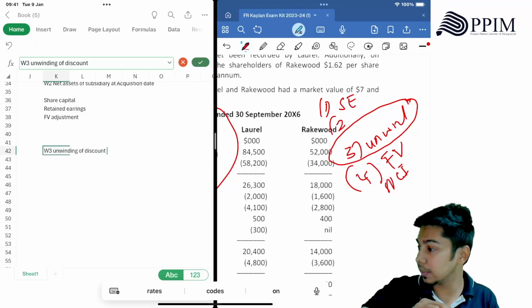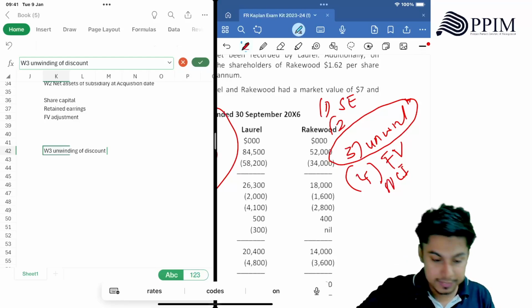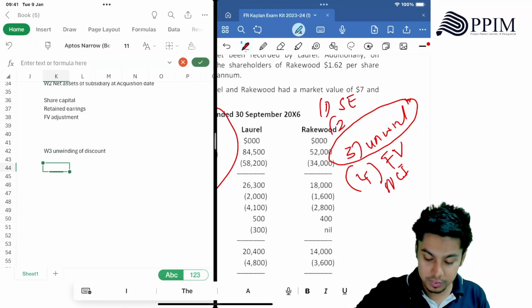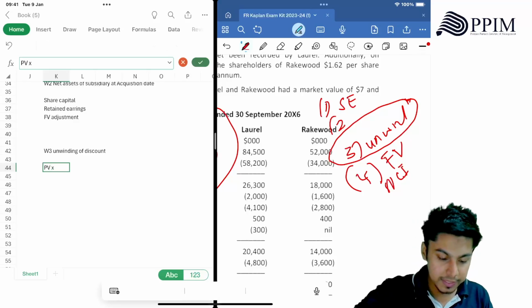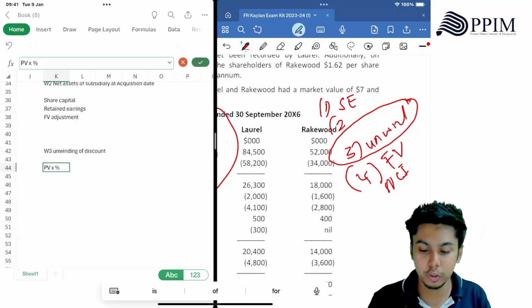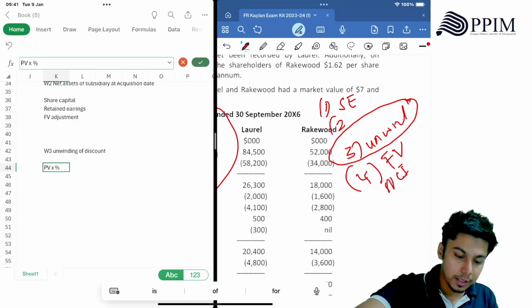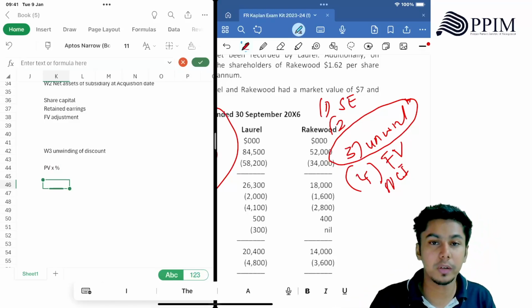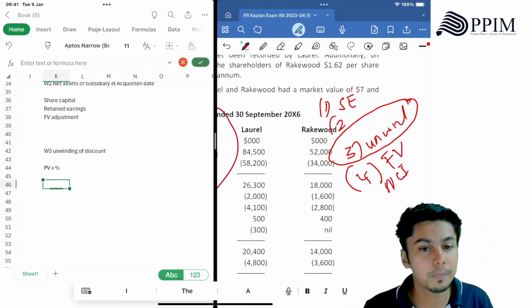All good? Okay, guys, listen. Exactly. How do we get unwinding of discount, guys? Present value into percentage. Correct now, guys? Okay, present value into percentage, right? Now, guys, you all calculate present value. Now, can you check and see, guys, what's the present value that you all got?